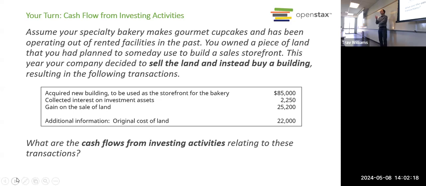The gain is the sales price minus the book value. And for land, the book value is just whatever you paid for it. In other words, we sold the land for the combination of these two, $47,200. That's how much cash we got from selling the land. The gain is just the sales price minus the original cost. We have to add that gain to the original cost to figure out the sales price. Okay, keep that in mind.